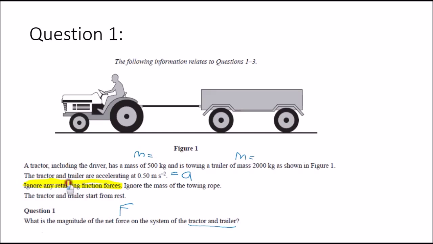Now that means that, well, we can ignore any frictional forces. So the only forces on the vehicles are to do with the acceleration. So they are the net forces that are involved. Now we're being asked about the tension on the rope here. That means that we're not worried anymore about the mass of the tractor. We're only worried about the force that's being required to pull the trailer.